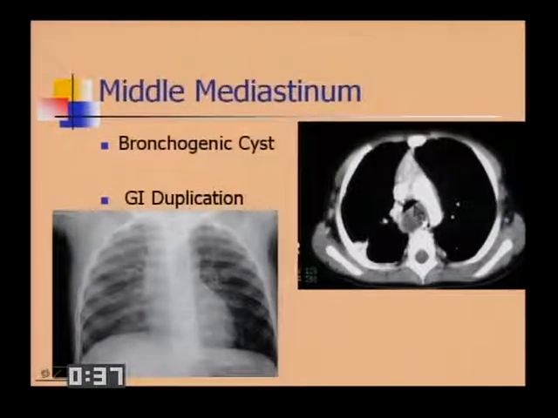The bronchogenic cyst and GI duplication are both foregut abnormalities. The only difference between them is the lining of the structure. Occasionally, the material will become very thick and proteinaceous, so the Hounsfield unit numbers can vary. In a much older patient, in fact, we've seen these in adults, you can actually develop calcification in the walls over a period of time.